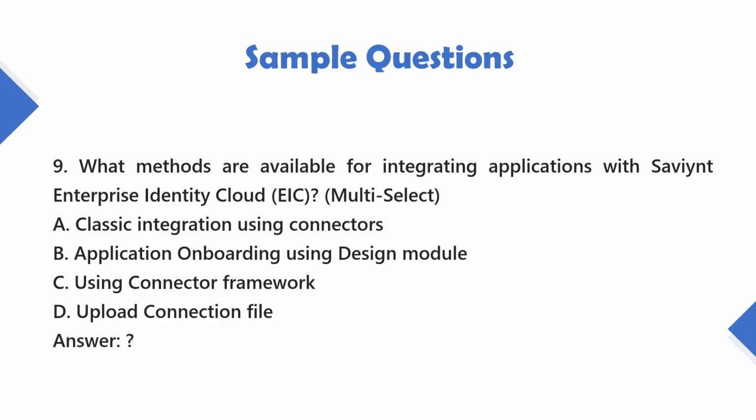9. What methods are available for integrating applications with Saviynt Enterprise Identity Cloud, EIC? Multi-select. A. Classic integration using connectors. B. Application onboarding using design module. C. Using connector framework. D. Upload connection file.